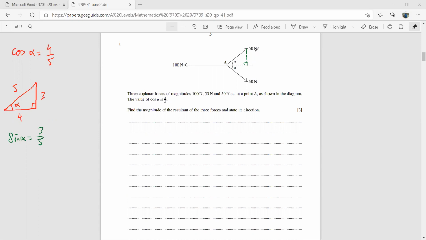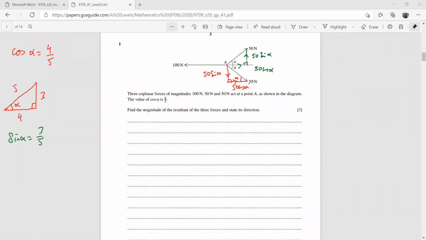So this will be 50 sine alpha, and this is going to be 50 cos alpha. Now to avoid any overlapping here, I'll be resolving this force like this. If this is alpha here, this is alpha, so this one is going to be 50 sine alpha, and this one is going to be 50 cos alpha.